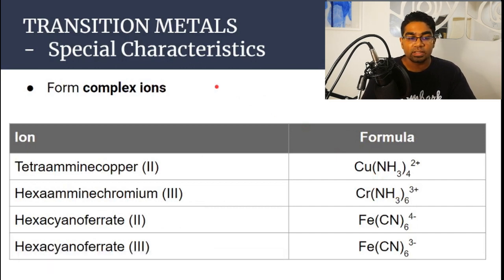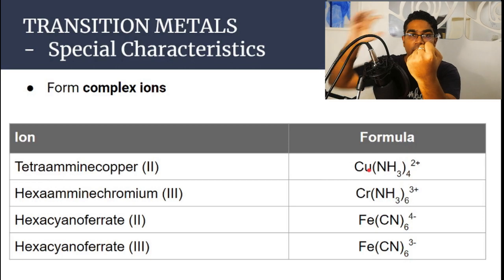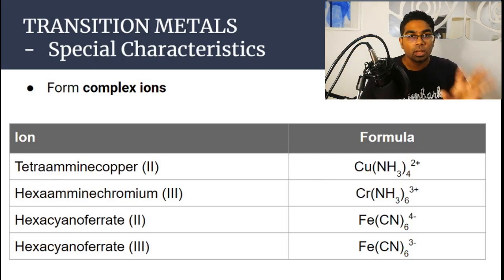Another special characteristic is that they can form complex ions. Now these are not your regular ions. You will learn about them later when you learn about ligands. Here, copper is the transition metal. Copper can form a complex ion known as tetraamine copper. Tetra is a prefix meaning 4. So here we have tetraamine, 4 NH3 molecules attached to copper in the center. So the transition metal will be in the core, and then there will be other molecules surrounding it. Altogether they form a complex ion.